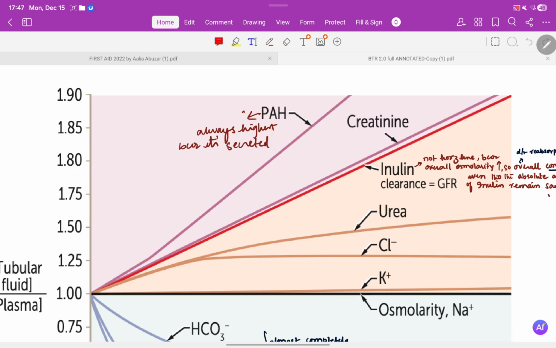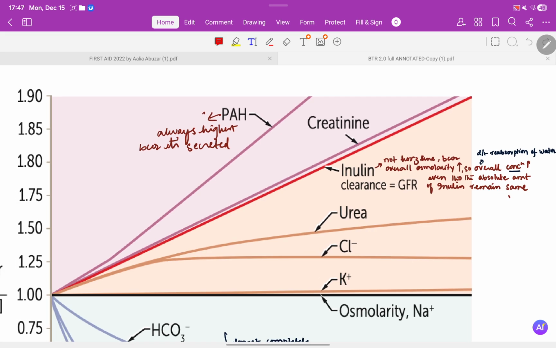Now the question comes, why is the osmolarity increasing? Because even though the initial inulin amount is the same, the water is being reabsorbed throughout the length of the nephron. So since water is being reabsorbed, the concentration of the inulin increases, right? It becomes more concentrated. Even though the absolute amount of inulin remains the same, the concentration increases because the water is being reabsorbed throughout the length.